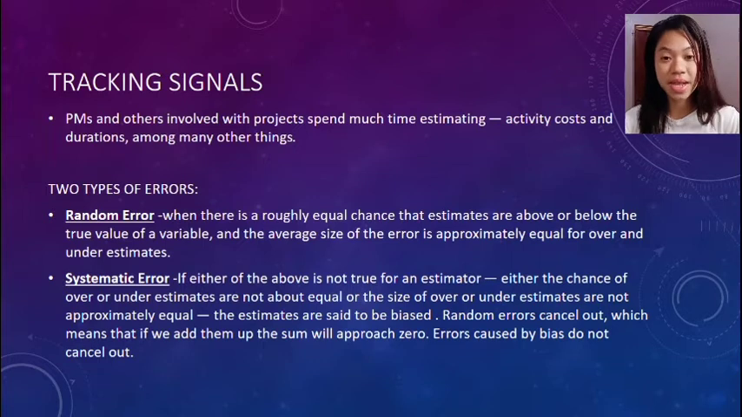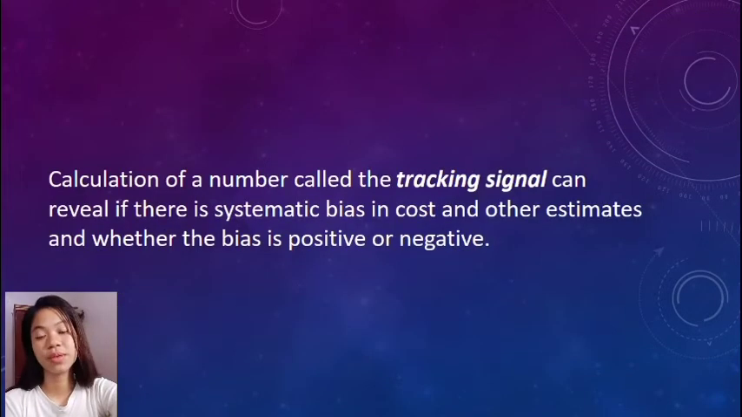They are systematic errors. Calculation of a number called the tracking signal can reveal if there is a systematic bias in the cost and other estimates, and whether the bias is positive or negative. Knowing this can then be quite helpful to a PM in making future estimates or on the critically important task of judging the quality of estimates made by others.